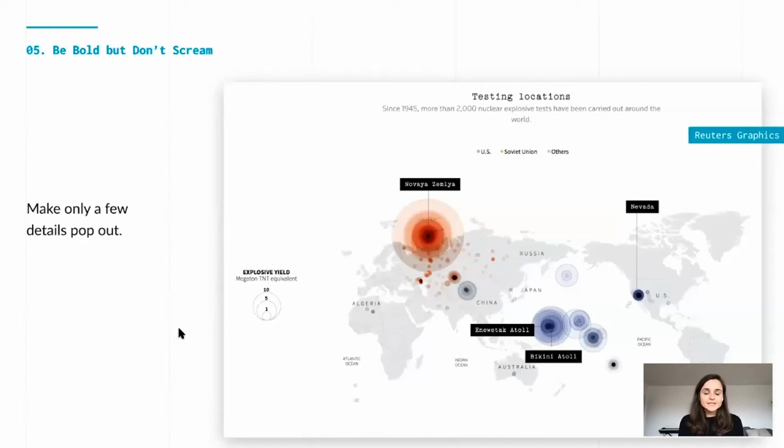I really love this map by Reuters Graphic. I think it's brilliant in its simplicity. Even though the topic is quite serious here, we don't see bold features or pop-out features just jumping at us all over the place. What the designers did here is draw our attention to a few areas where the most nuclear explosions happened, with color and size. So color for both the circles that they used on the map and also with their labels, and the size for the circles as well.